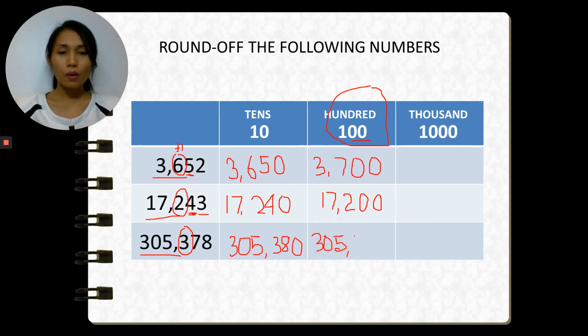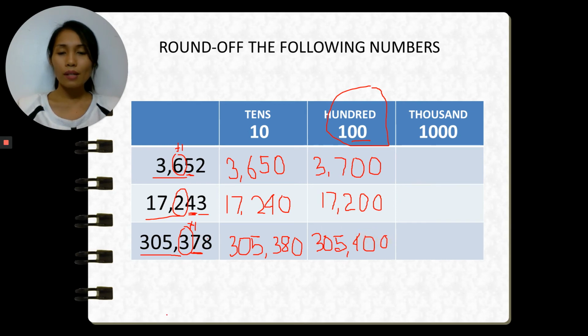305,000. Okay, now decide, are you going to round up or round down number 3? Okay, the next digit is 7. Since the digit is 7, it's more than 5. We will add 1. Okay, so 3 becomes 4. Now that's 4. And then make 7 and 8 to 0.